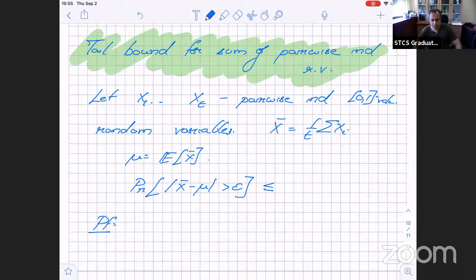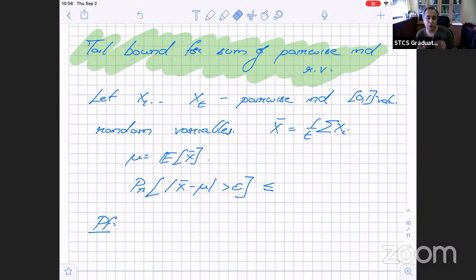So here, what we will now do is this will appeal to you. We will use Chebyshev, and you'll see why. I only have pairwise independence, so I don't have full-fledged independence. So I can't use the Chernoff bound.